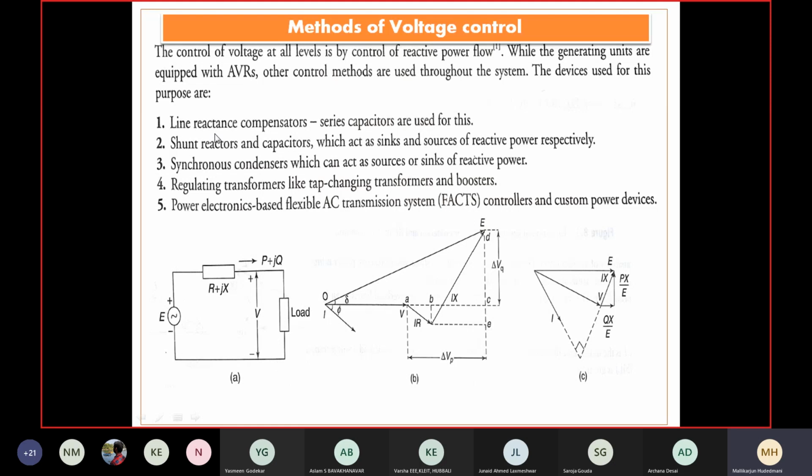So when you focus only on a transmission line, a very long transmission line, if you incorporate series compensation by capacitor, that may fulfill the requirement to an extent. If not, the alternative is shunt reactors, reactors hooked from the line to the ground, and a capacitor from line to the ground, which act as sink and source for reactive power.